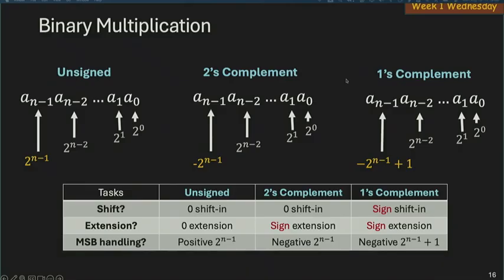So here's a summary of everything that you have to do when you do multiplication with these 3 systems. Unsigned. 2's complement has a negative positional weight. 1's complement also has a negative positional weight at the MSB, but you add 1 to it. So instead of negative 16, this will become a negative 15. And you also have the corresponding shift and extension rules.